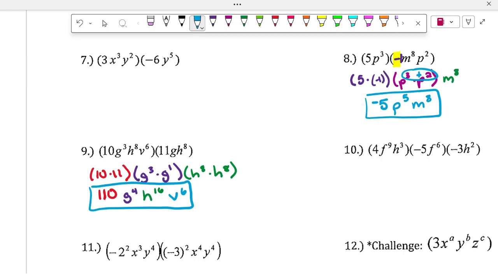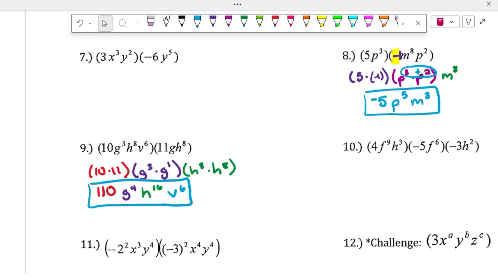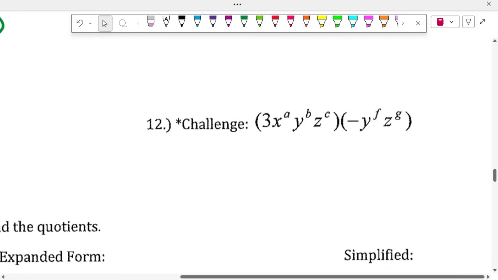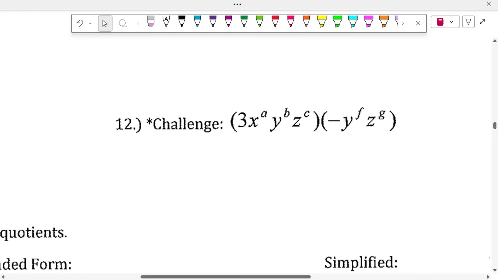Any questions on how the multiplication rule works? That one's probably the easiest of all the rules. Now, just for funsies, let's try 12.